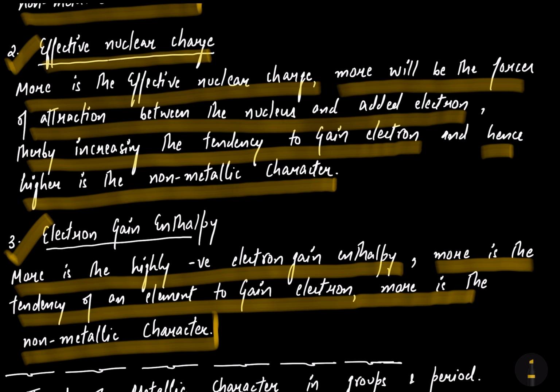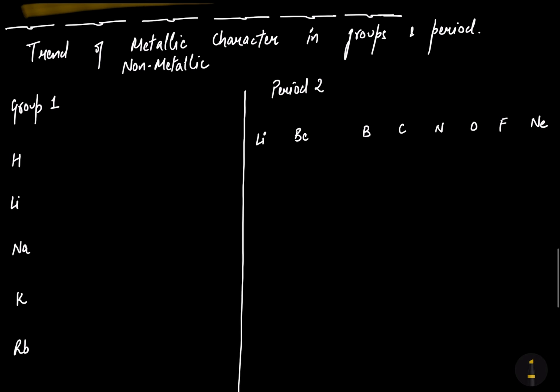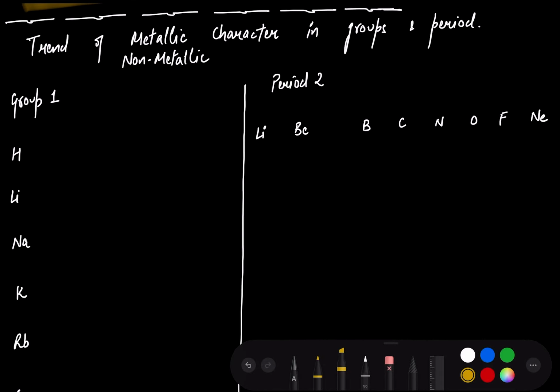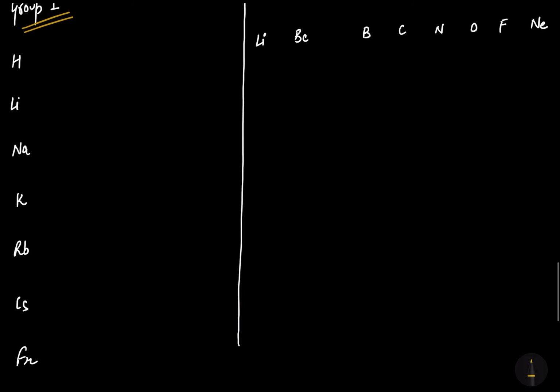Now let's discuss general trends of the metallic character and non-metallic character in groups and the periods. Here I have taken the example of, first of all, group number 1. Let's talk about the trend of metallic and non-metallic character down the group. Now down the group, what will happen?